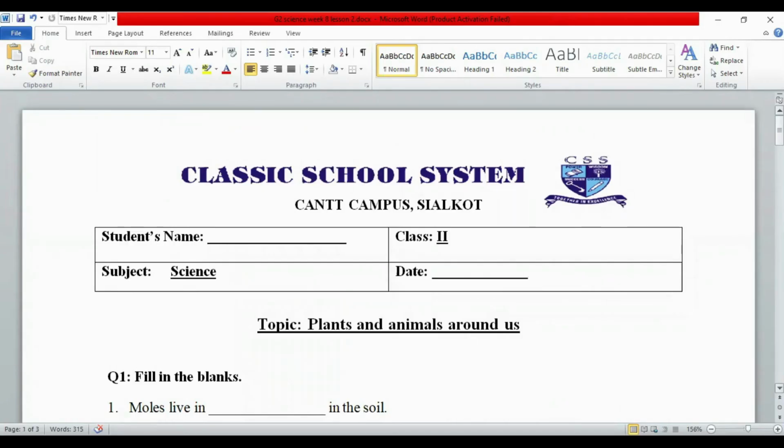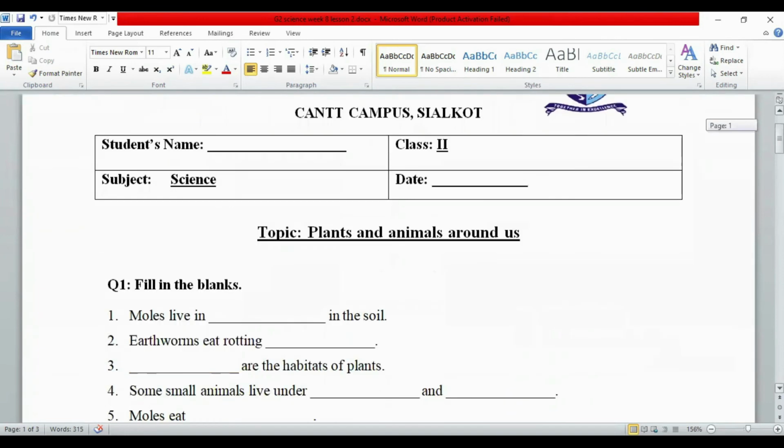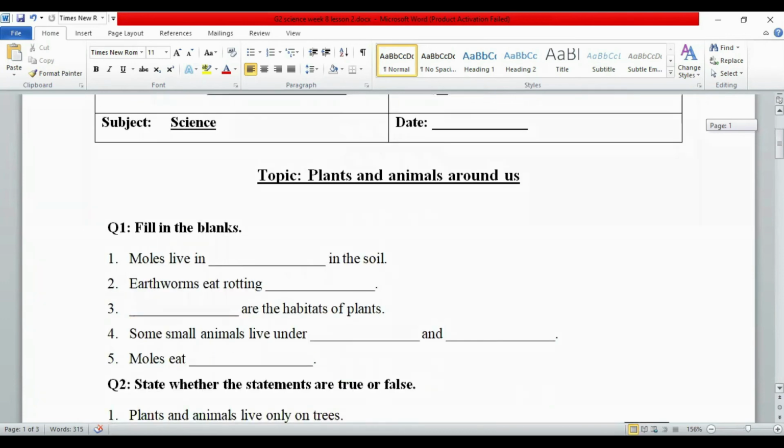Hey everyone, let's get started with the worksheet. The topic we were discussing today was plants and animals around us. So let's do the question number one first. Question number one is fill in the blanks. Number one, moles live in dash in the soil. Number two, earthworms eat rotting dash. Number three, dash are the habitat of plants. Number 4. Some small animals live under dash and dash. Number 5. Moles eat dash.